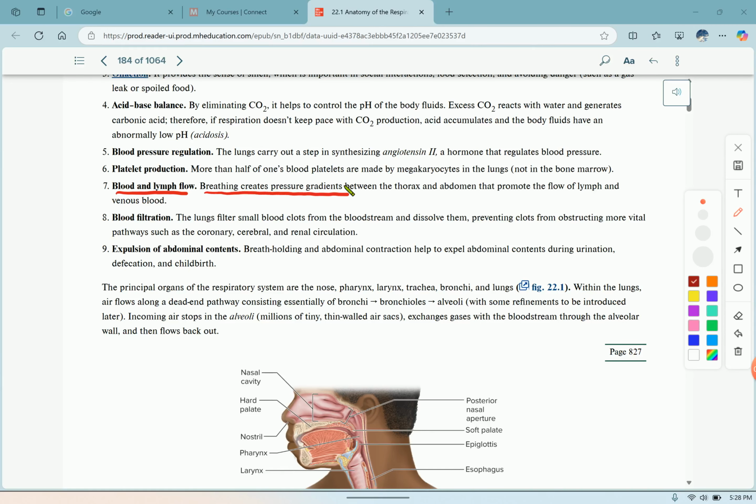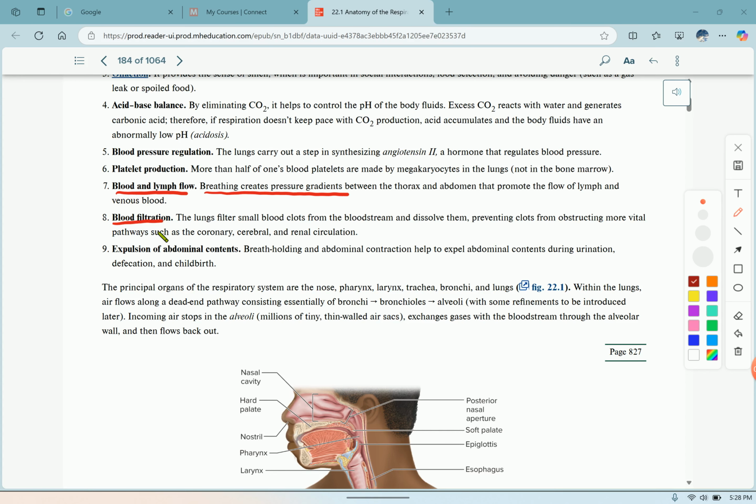Blood and lymph flow. Breathing creates pressure gradients that allow circulation, and the three major tubes in the body are arteries, veins, and our lymphatic vessels. Lymphatic vessels actually behave like veins. They work their way toward the heart. They have one-way valves, and breathing helps with that circulation and lymph and venous flow.